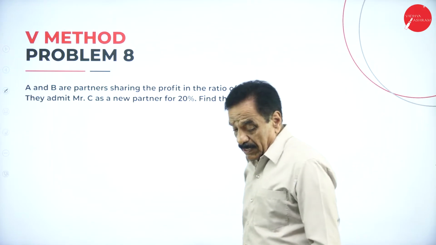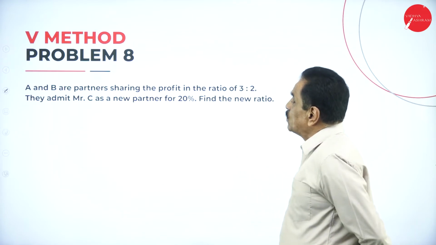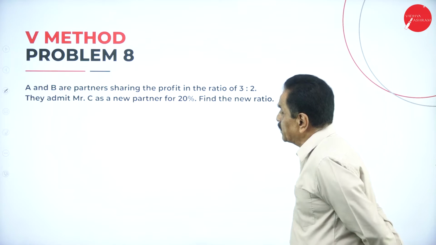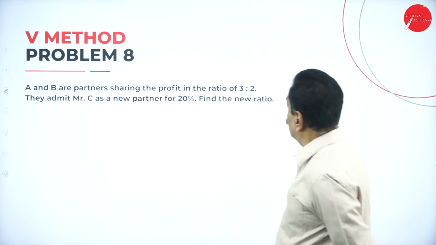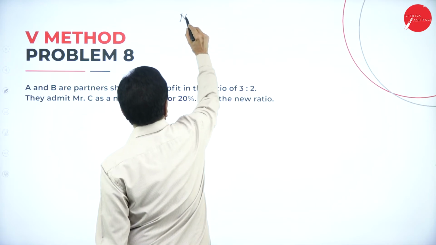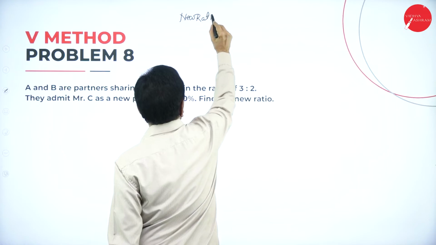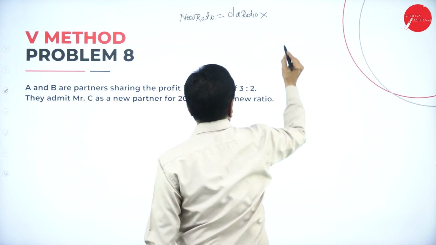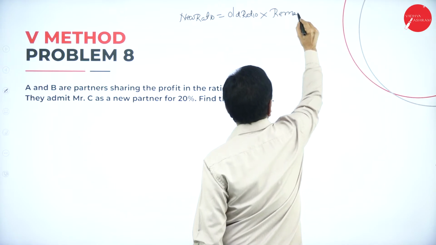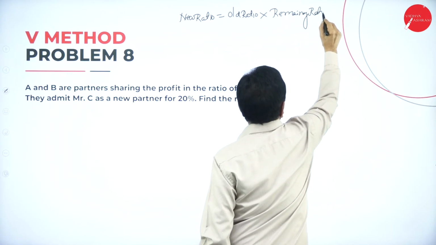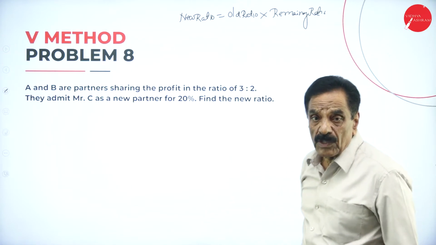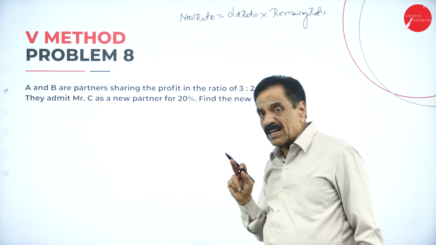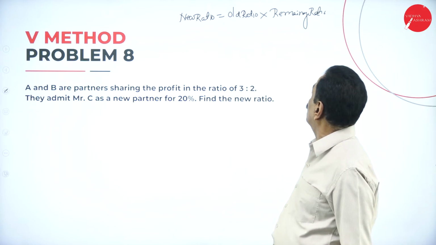A and B are partners sharing the profit in the ratio of 3:2. They admit Mr. C as a new partner for 20%. Find the new ratio. First, we write the formula. New ratio is equal to old ratio multiplied by remaining ratio. I think you have learned this in accountancy.